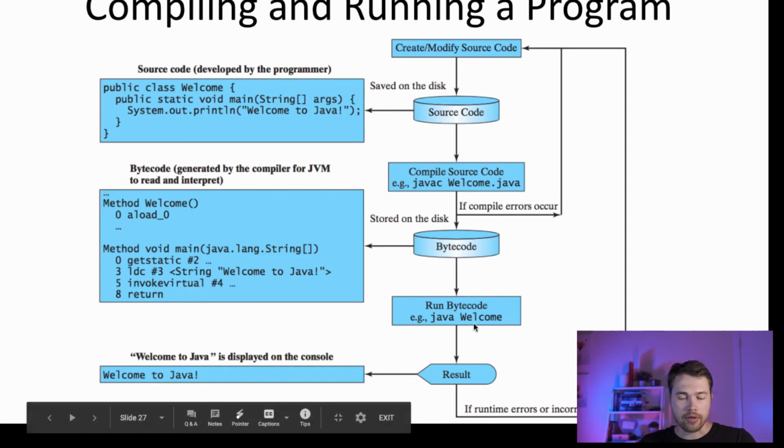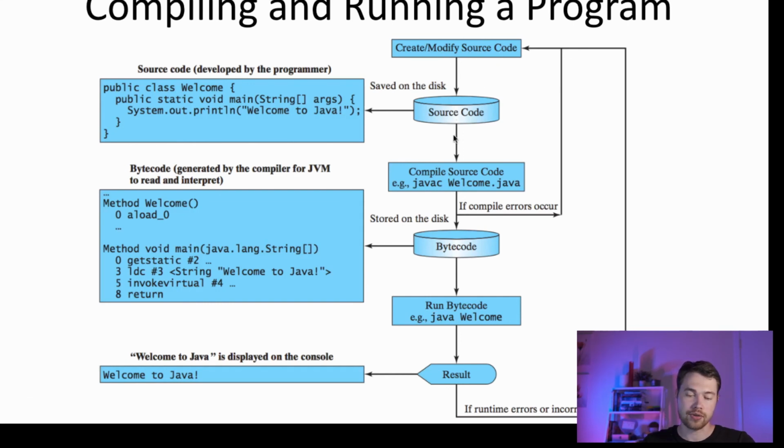If there is a problem with running this code, so compiling was fine, but running the code caused a problem, then we come back over here. Eclipse is going to tell us we made a mistake, and we need to modify the source code and then repeat the whole thing. Cool. Hope it makes sense.